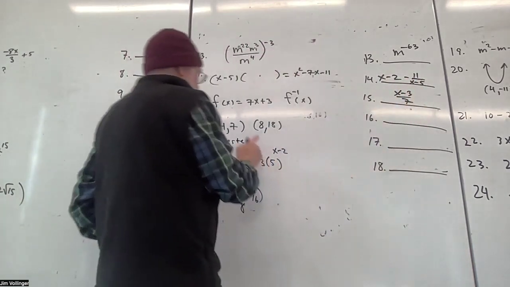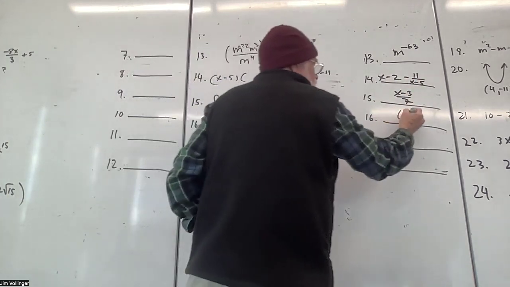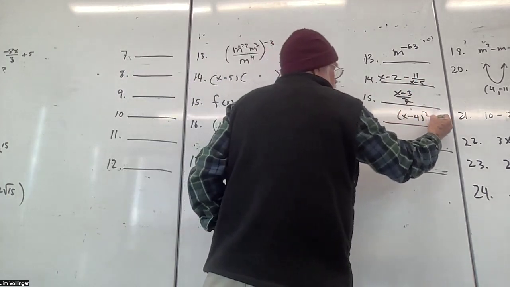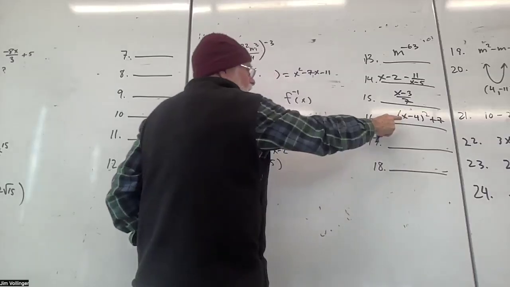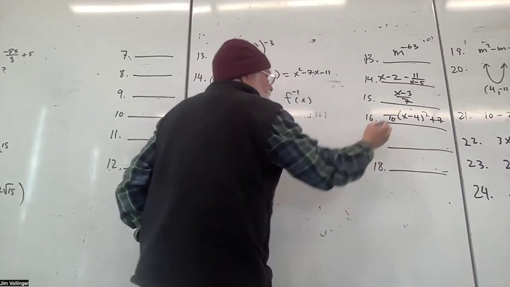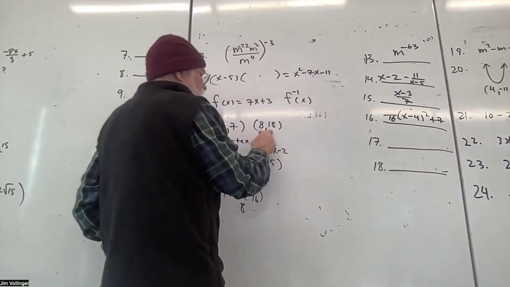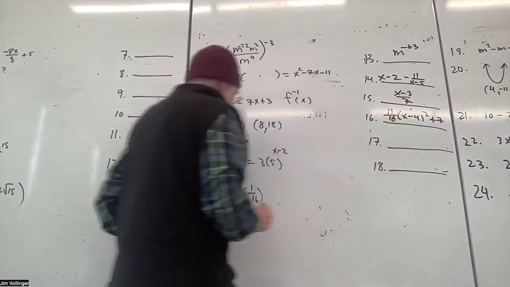All right, vertex 4, 7, so I write x minus 4 squared plus 7. Squared change: drop an 8, you get 16 units of change. You didn't want 16 units of change. 7 to 18, you wanted 11.